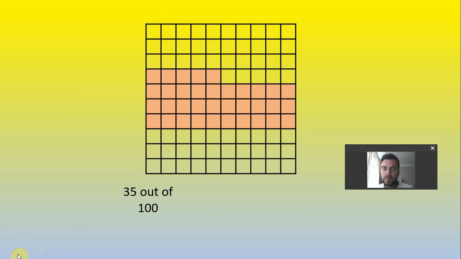So here we have 35 out of 100, which is 35 hundredths as a fraction. As a decimal, that would be 0.35, which equals, as a percentage, 35%. So they all link really nicely: fractions, decimals, and percentages.